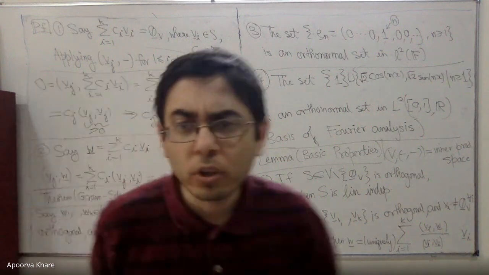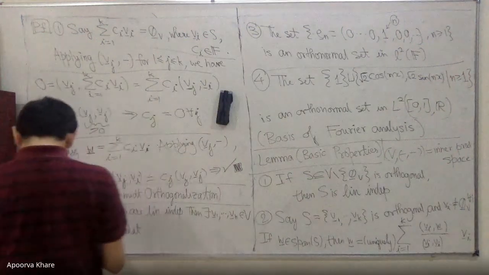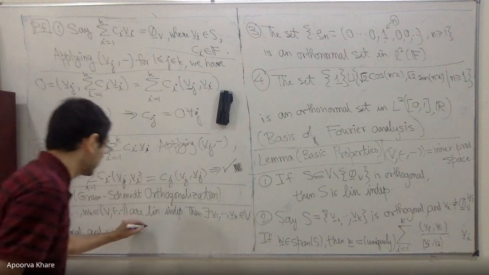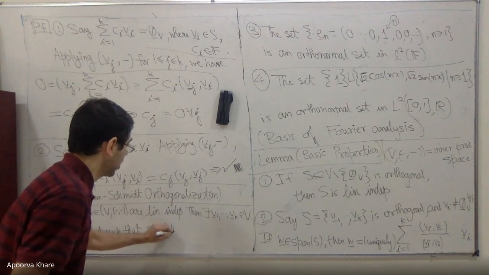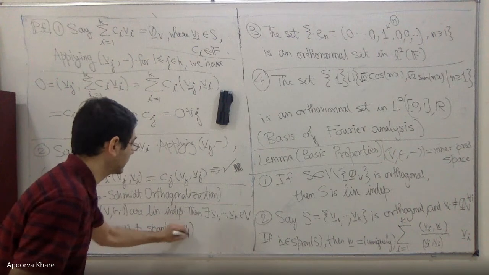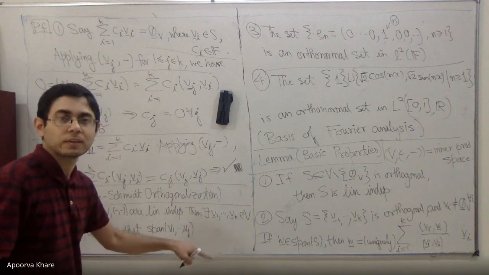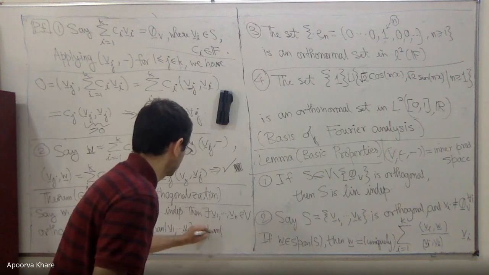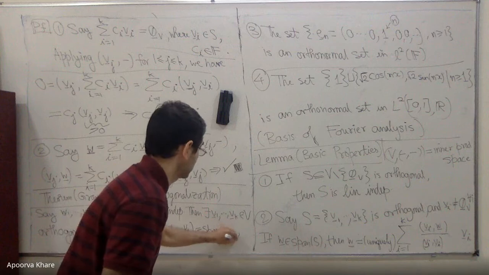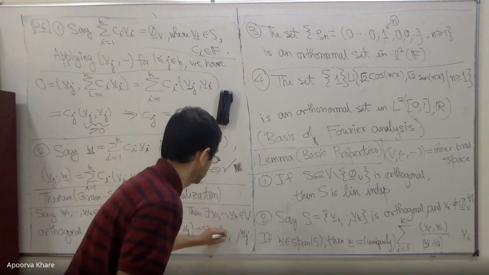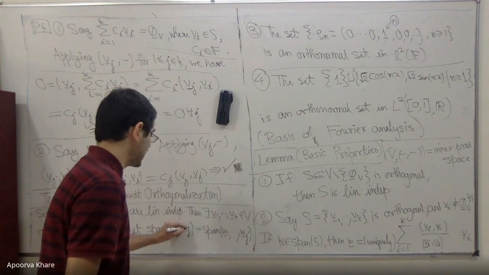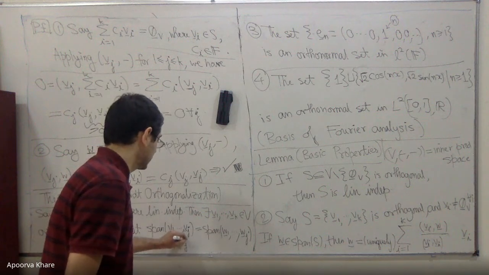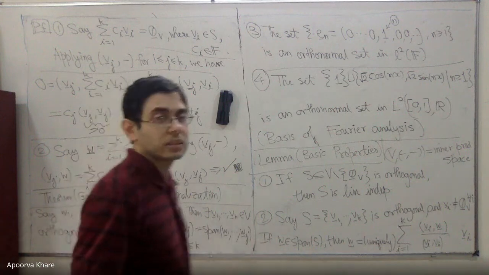Is that visible? Orthogonal? Yes, very much so. And such that the span is equal at every single step. So the span of V1 is the span of W1. The span of V1, V2 is the span of W1, W2. And you keep going. The span of V1 through Vj is the span of W1 through Wj for all j less than or equal to k. That is the Gram-Schmidt theorem.